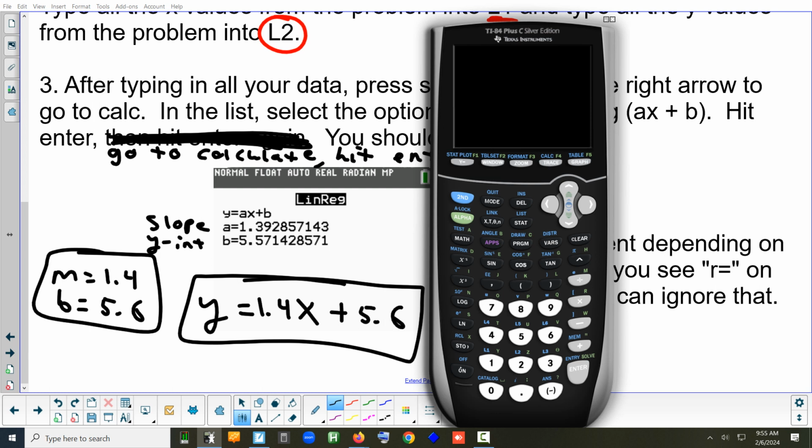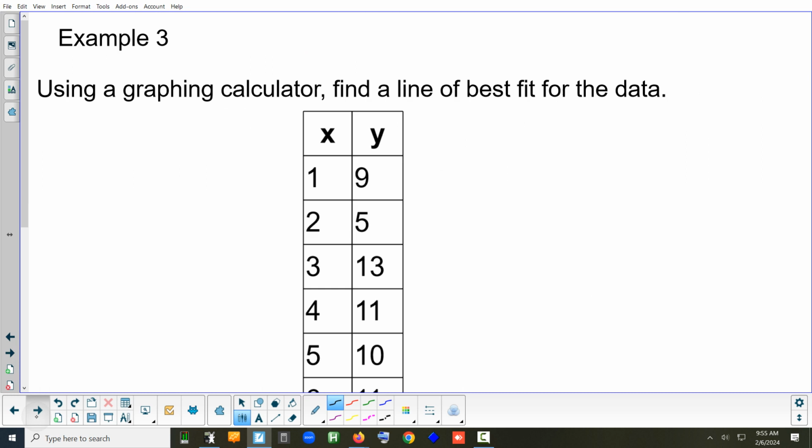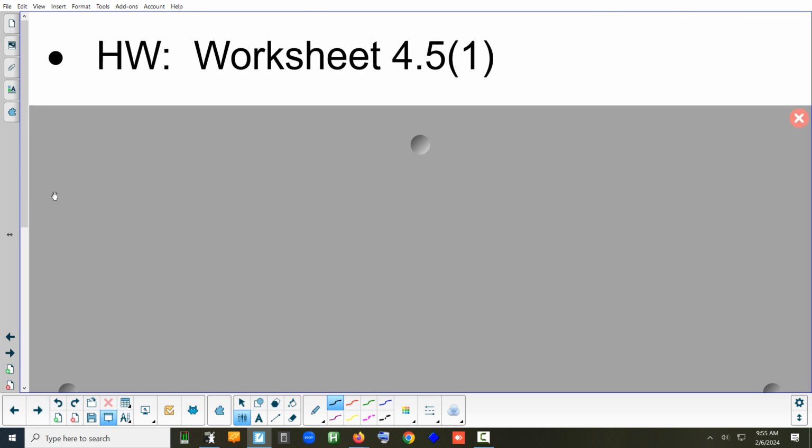And the homework for tonight is the 4.5 Part 1 worksheet. Okay. If there's a question on the worksheet where you need one of these calculators, we will do it as a warm-up tomorrow. Because you probably don't have one of these calculators at home.